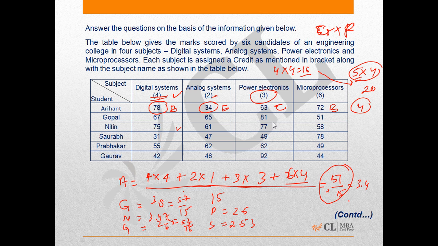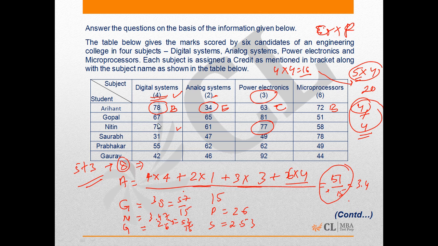And if he manages 3 more marks in power electronics, his value for credit into point will increase by 4 again. So the required increase that he needs in the value of credit into point will be managed through the increase of 5 marks in digital system and 3 marks in power electronics, so he needs at least 8 marks in order to get the highest CGPA.